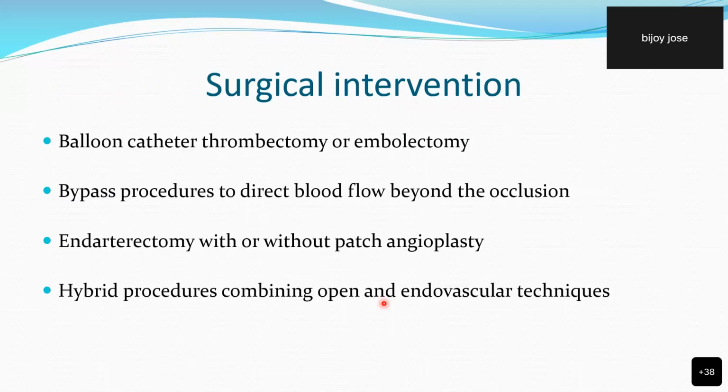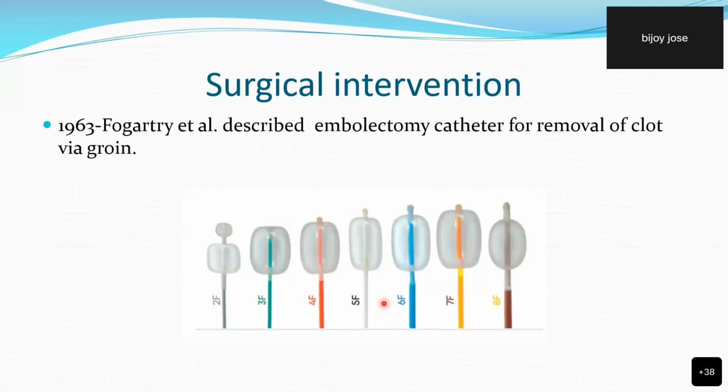So now we come to surgical intervention. What are the options? We can have balloon catheter embolectomy, bypass procedure to direct blood flow beyond the occlusion, endarterectomy with or without a patch angioplasty, and the other is a hybrid procedure combining open and endovascular techniques. So in 1963, Fogarty designed the embolectomy catheter for the removal of the clot via the groin. We can see different sizes of the embolectomy catheters that we use for embolectomy.